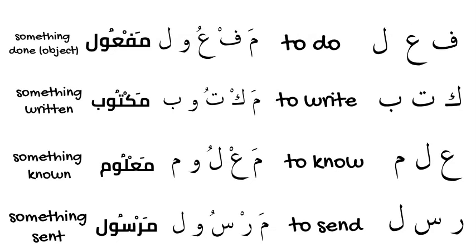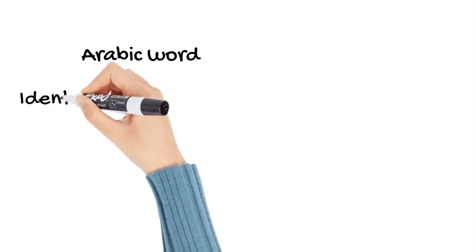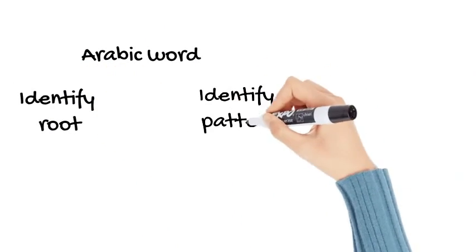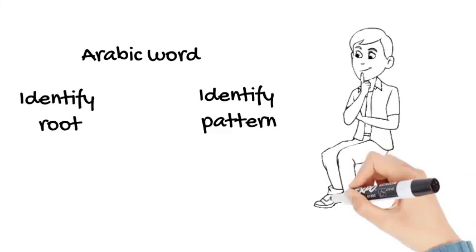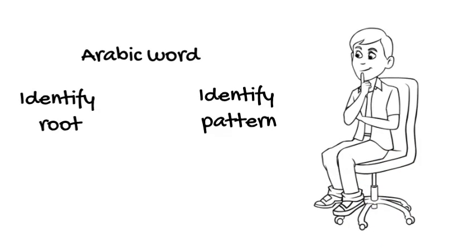So marsul, ma'loom, maktub, they all have the same pattern as maf'ul, and they mean something that the verb is done to. So now when we see an Arabic word, if we can identify the root and identify the pattern, and we learn some roots and learn some patterns, we would be able to guess the meaning of this word.